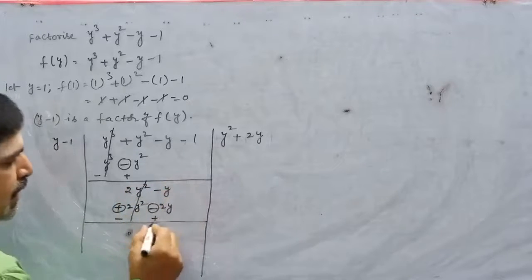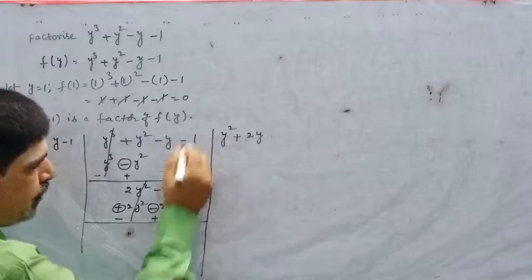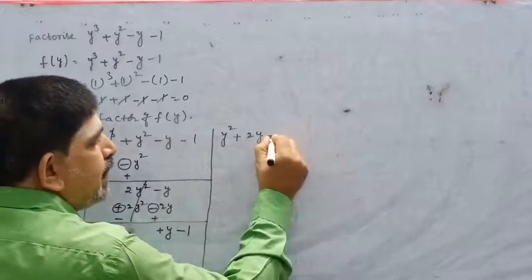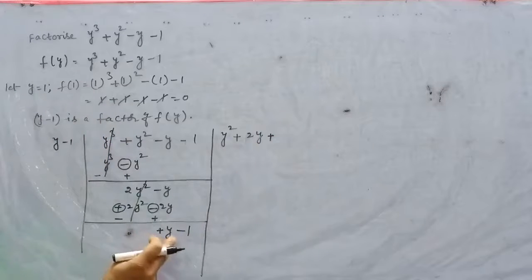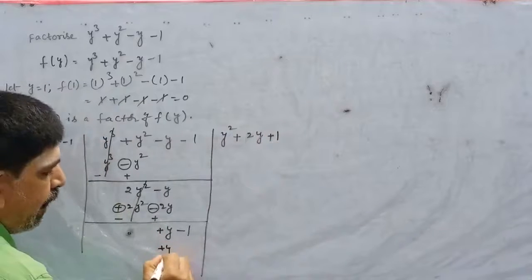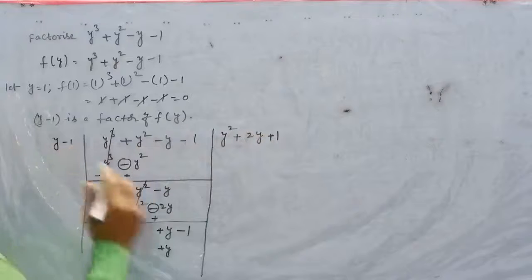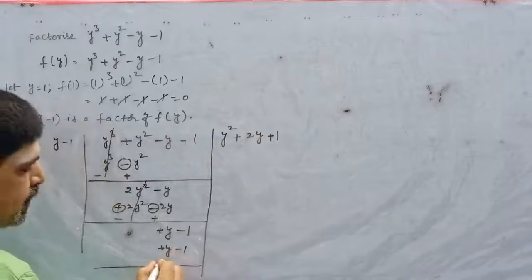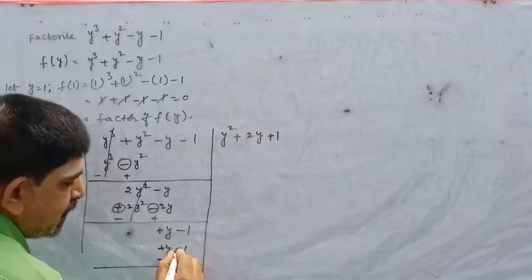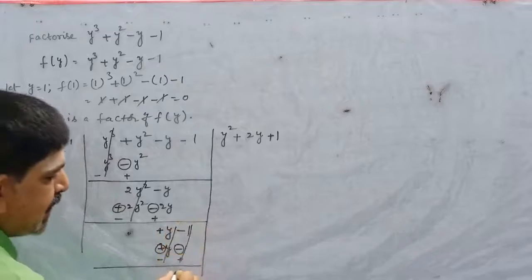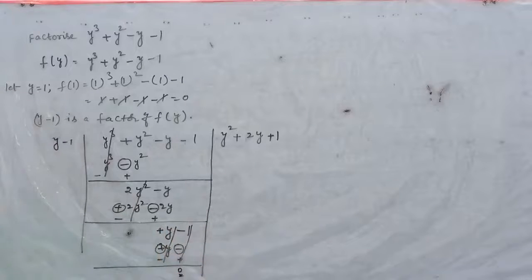Minus y plus 2y is plus y. Next, minus 1. Here the symbol is plus. You write plus here. Next, y by y is 1. So plus 1. So plus 1 into y is plus y, plus 1 into minus 1, minus 1. Now change the symbol: minus and this is plus. Plus y, minus 1 plus 1 gets cancelled, 0 is the remaining.